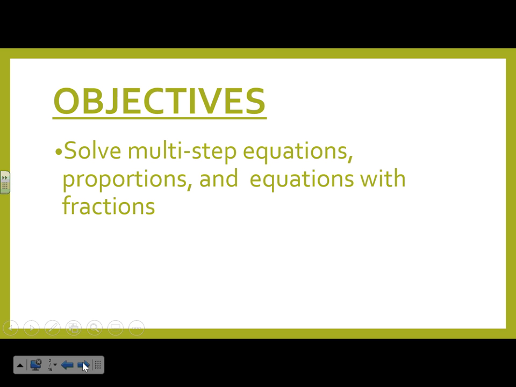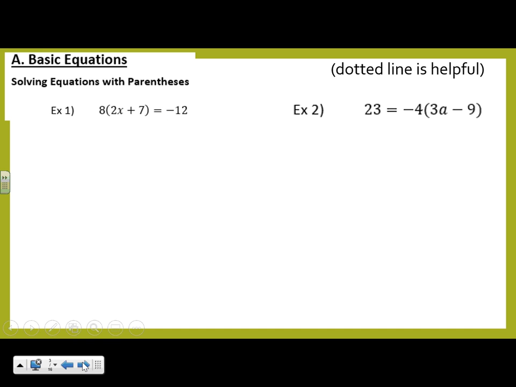The last lesson we were talking about expressions, and now we're actually going into equations where we're actually going to solve these. So we're going to be solving multi-step equations, proportions, and equations with fractions. And the equation with fractions is where it's going to get a little bit difficult. So hopefully you guys are pretty decent at this from Algebra 1 by now.